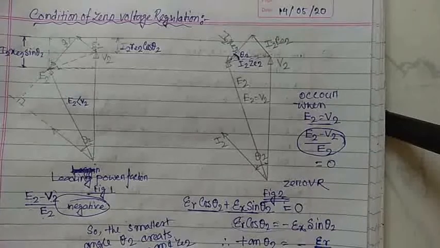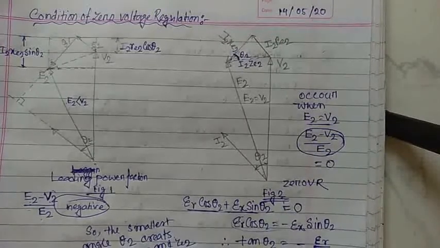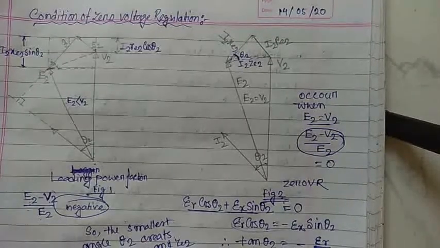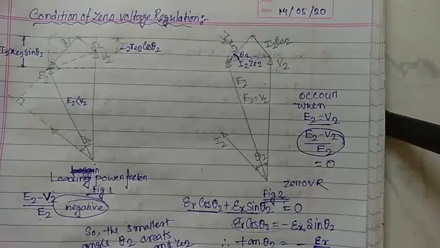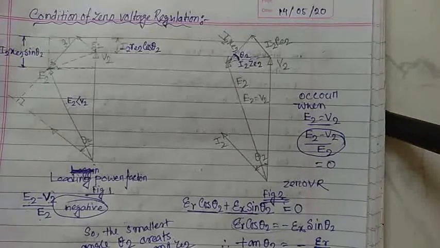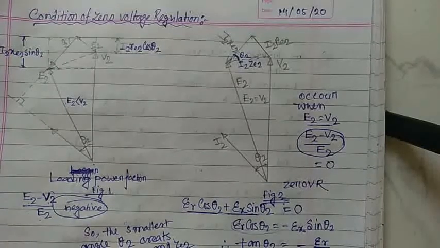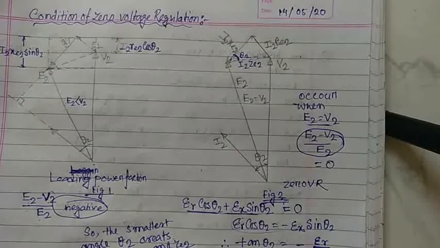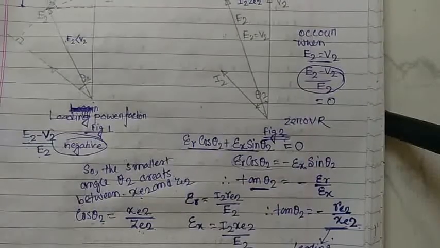Therefore zero voltage regulation occurs when the load power factor is Xe2 by Ze2 leading. For a leading power factor greater than Xe2 by Ze2, the voltage regulation will be negative.